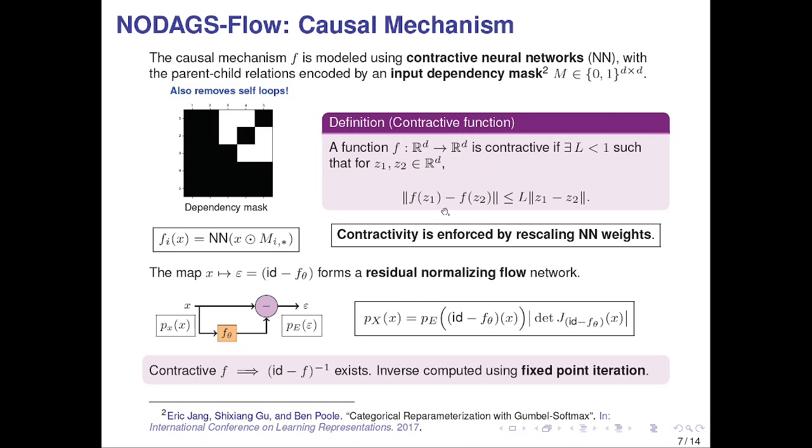The contractivity of the neural network is enforced by rescaling the neural network weights every time the weights are updated. Thus, the forward map going from the observations x to epsilon, that is identity minus f, forms a contractive residual normalizing flow network due to the presence of the residual connection in the forward map. What's more, the contractivity of the causal mechanism guarantees the existence of the inverse of the forward map, and the inverse can be computed using fixed point iterations.